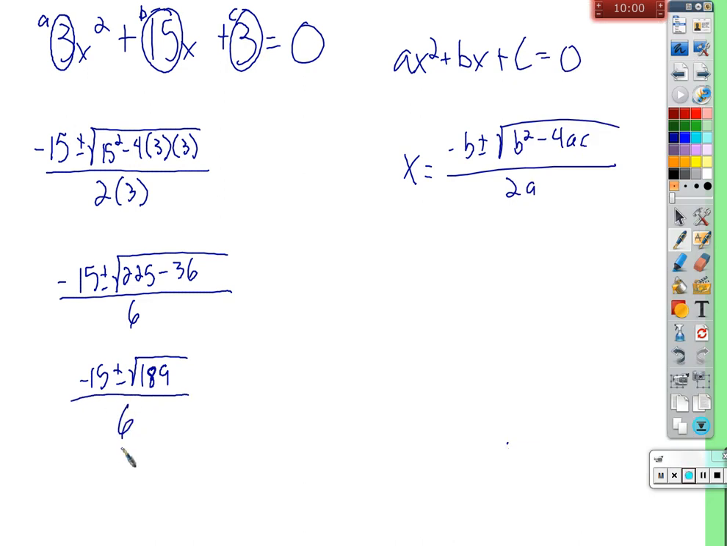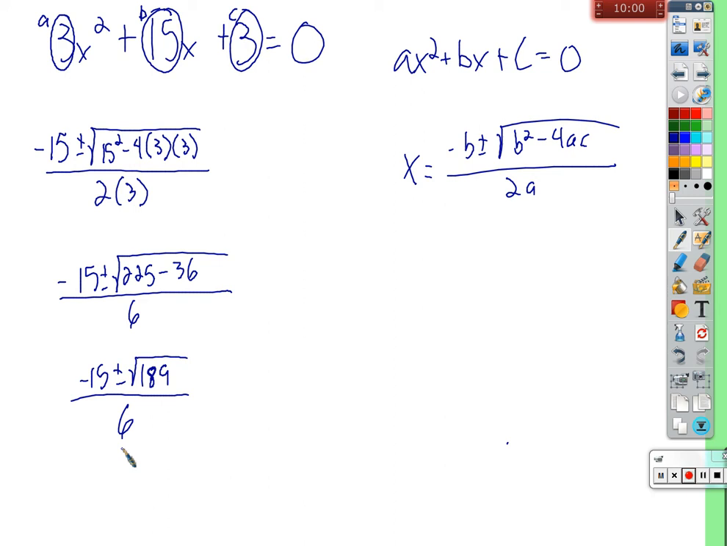There it is. And we can plug it in and find the decimal, but there it is. So 2 times 3 is 6, and the whole thing is over 6. Okay, but here's one thing: we could find the common factors of 15 and 6 and divide that by 6. We'd also have to divide this by 6, but you cannot divide 189 or any number here, even if it's divisible by 6. You can't just divide it by 6.